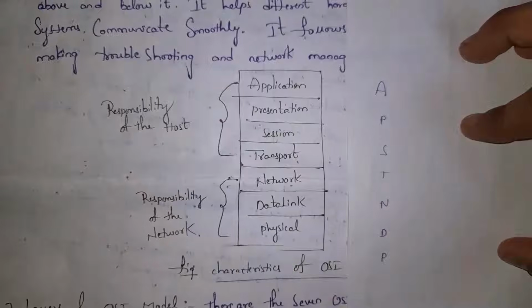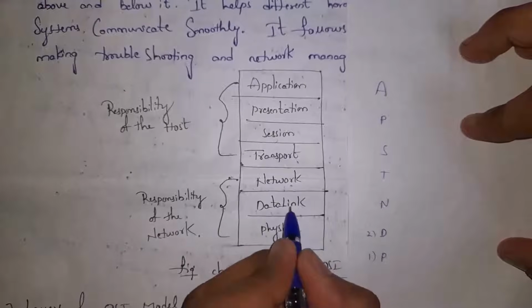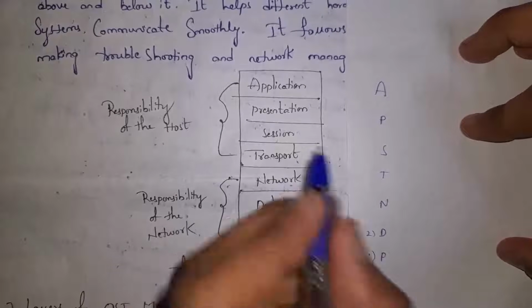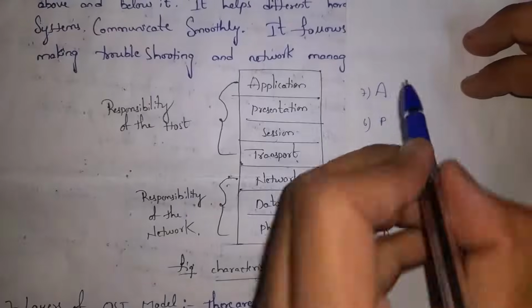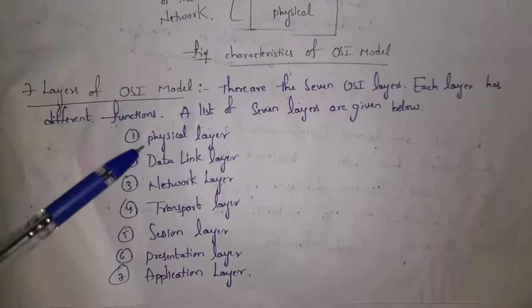The first layer is the physical layer. We need to start from the downward direction. So the first layer is the physical layer, the second layer is the data link layer, the third layer is the network layer and so on. So the formula is AP, ST and DP. These are the 7 layers in the OSI model.